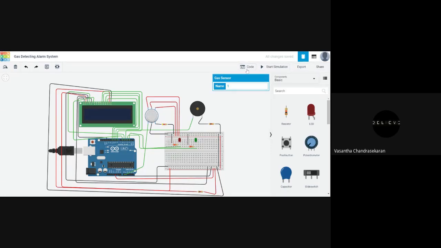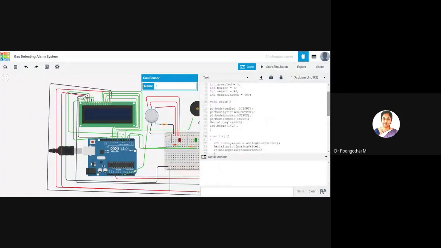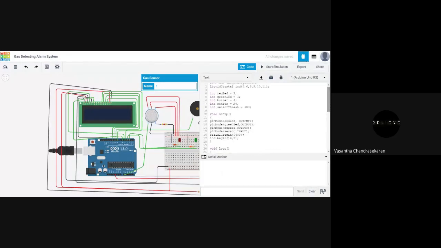So the code. So does a gas sensor measure CO2? Yes, ma'am. There is a particular type of sensor. I'm not sure which one it is. There are MQ2, MQ3. What is the version of this sensor? This sensor is MQ2, ma'am. Okay. It is basically for methane, butane, and LPG. It is widely used for LPG detection, basically.